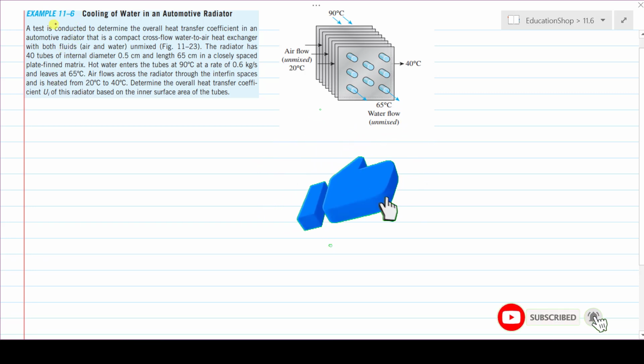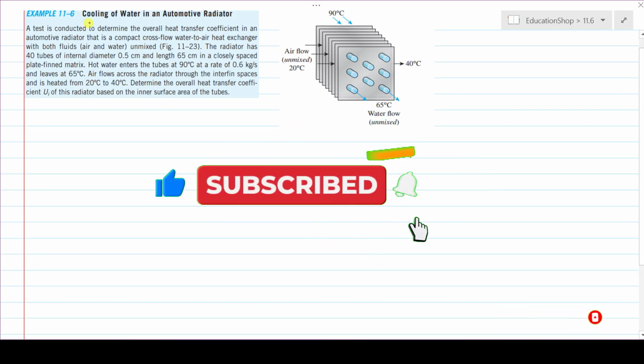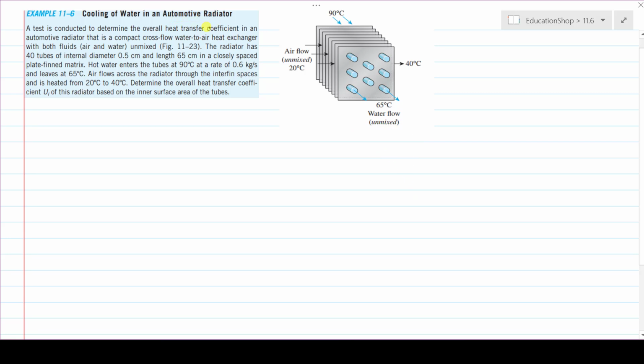In this video, we solve example 11.6 from the book Heat and Mass Transfer by Cengel, 6th edition: cooling of water in an automotive radiator. This is an automotive radiator. From this side, the hot fluid, water, flows in the tube at an inlet temperature of 90 centigrade, and the outlet temperature of the hot water drops to 65 centigrade. The air enters this radiator at a temperature of 20 centigrade. By gaining heat, the air leaves at a temperature of 40 centigrade.